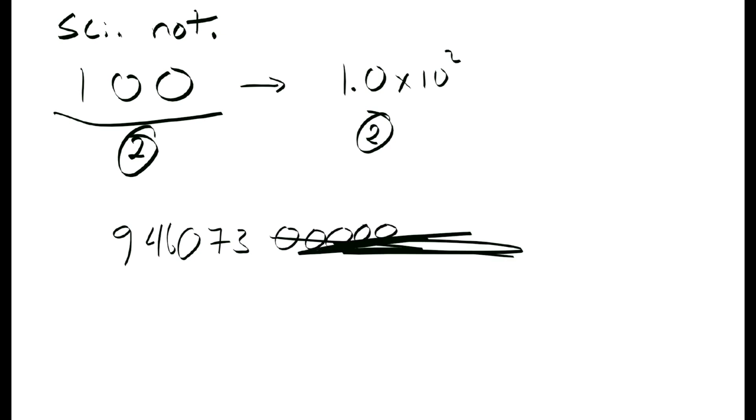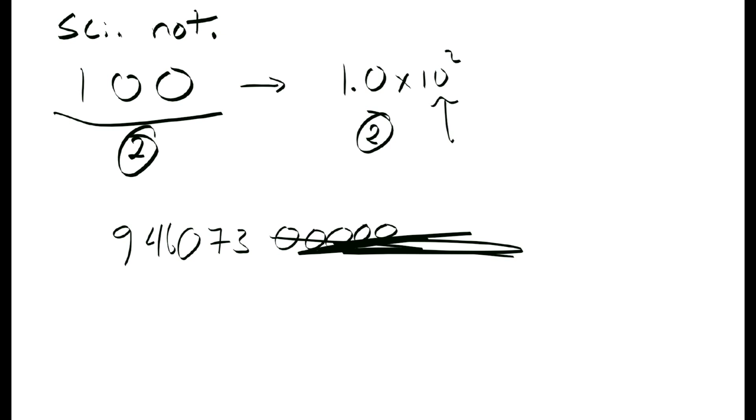9, 4, 6, 0, 7, 3, 1, 2, 3, 4, 5. Okay, you don't need those. Those trailing zeros for huge numbers and the leading zeros for tiny numbers, you can get rid of those. Those are just there to show that the number is tiny or huge, and that's what the exponential is for. You don't need them anymore. You only need to show significant figures. So scientific notation has that incredibly valuable property that it makes it easy to display both a number, whether it's big or small, and only significant figures.